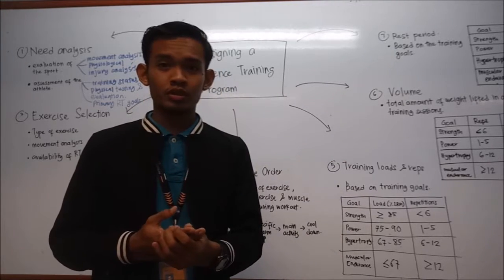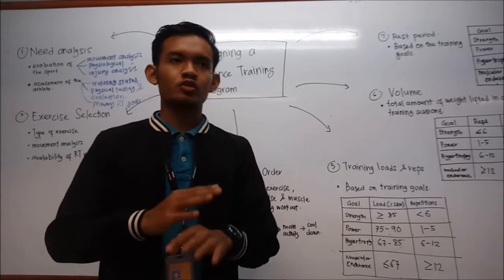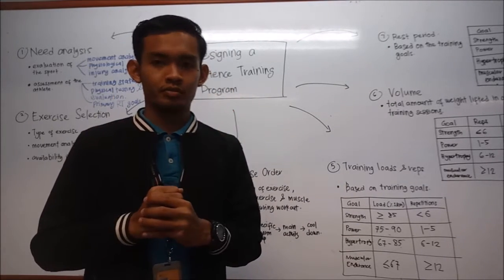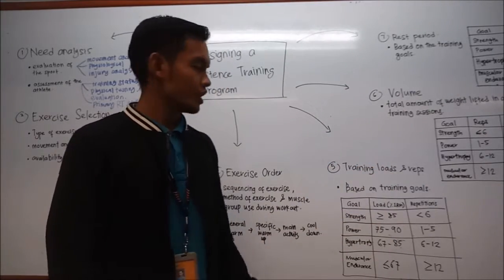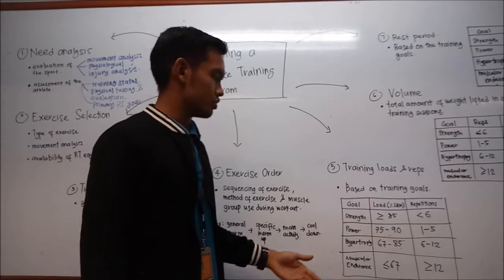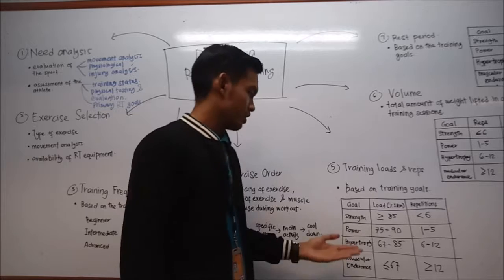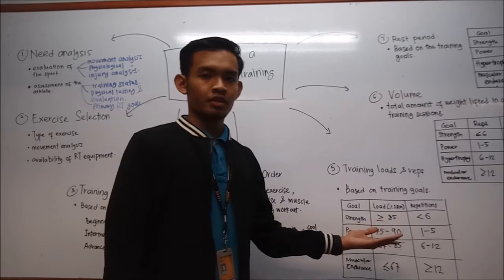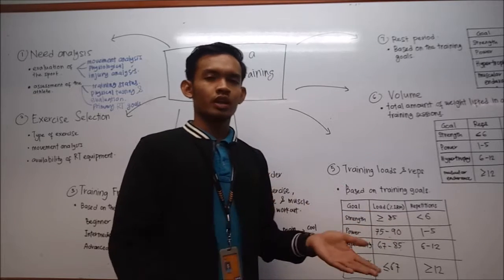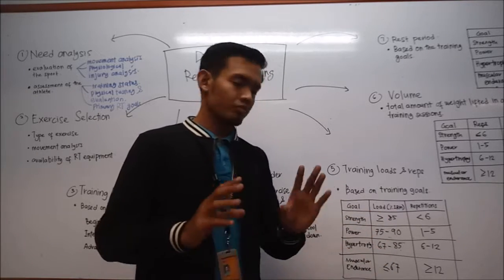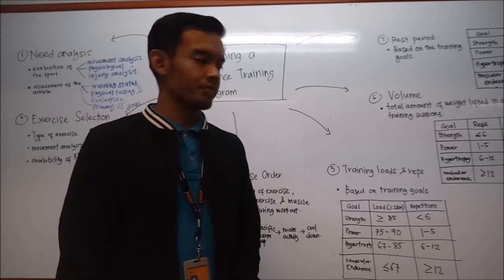And then we go to the 5th point, which is training loads and reps. This is very important for you because without loads and reps, you will not gain any improvement. For the training loads and repetition, we got the recommended training goals, which is for your strength, at least you need to do 85%. And for the power, you need to do 75 to 90%. And the hypertrophy, 67 to 85%. And for muscular endurance, not much, just below 67%.